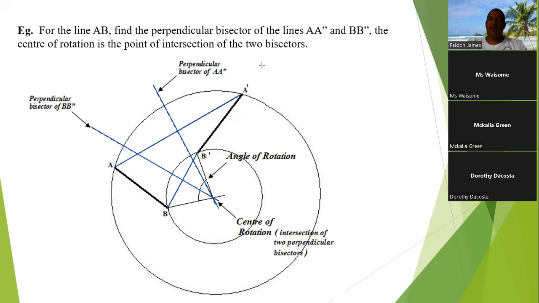Now, wherever these 2 lines intersect, which you should clearly see, they would intersect right here in the middle. So that would be the point of intersection for the two lines that are perpendicular. And that point, where the two lines perpendicular to the line A to A' and B to B' meet, that point would be the center of rotation. Is that clear, guys?